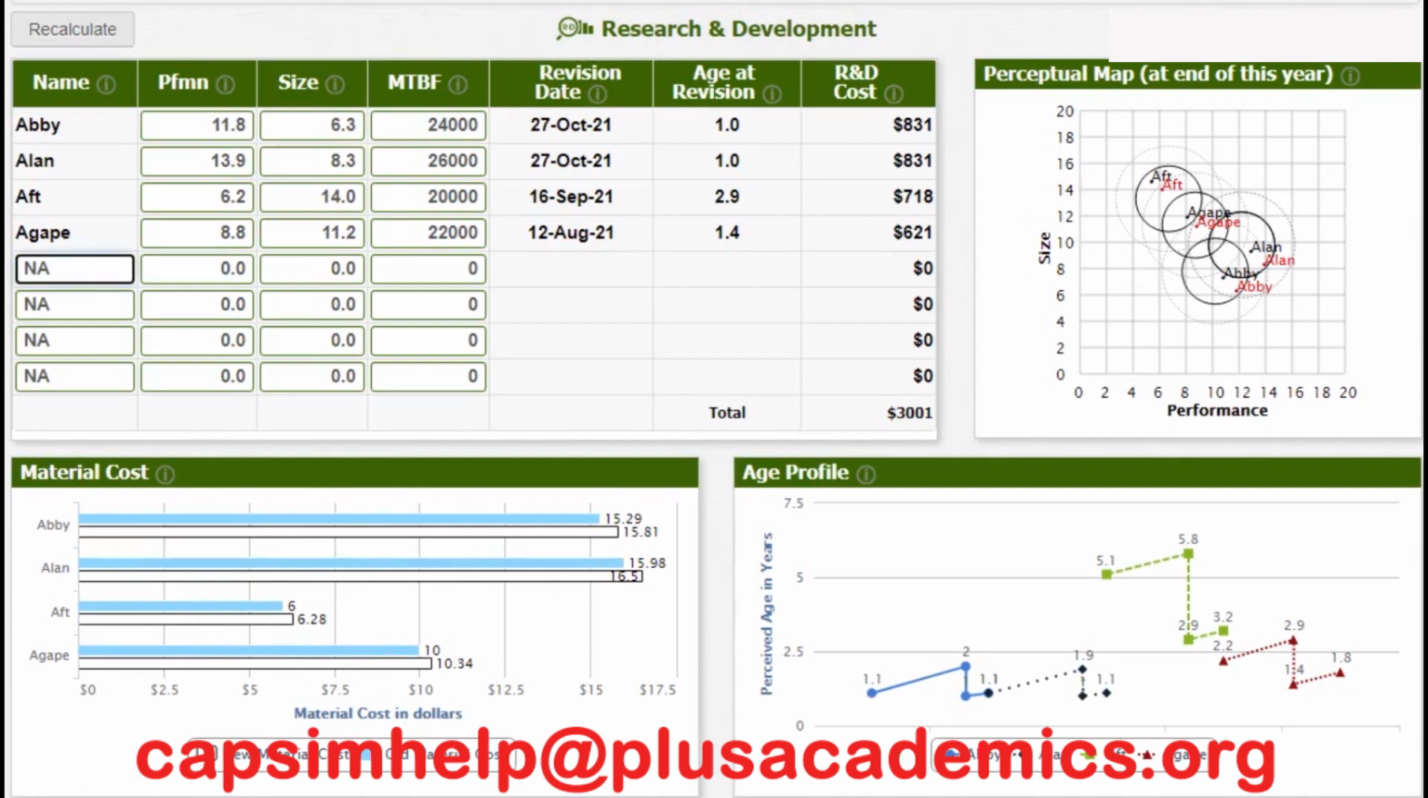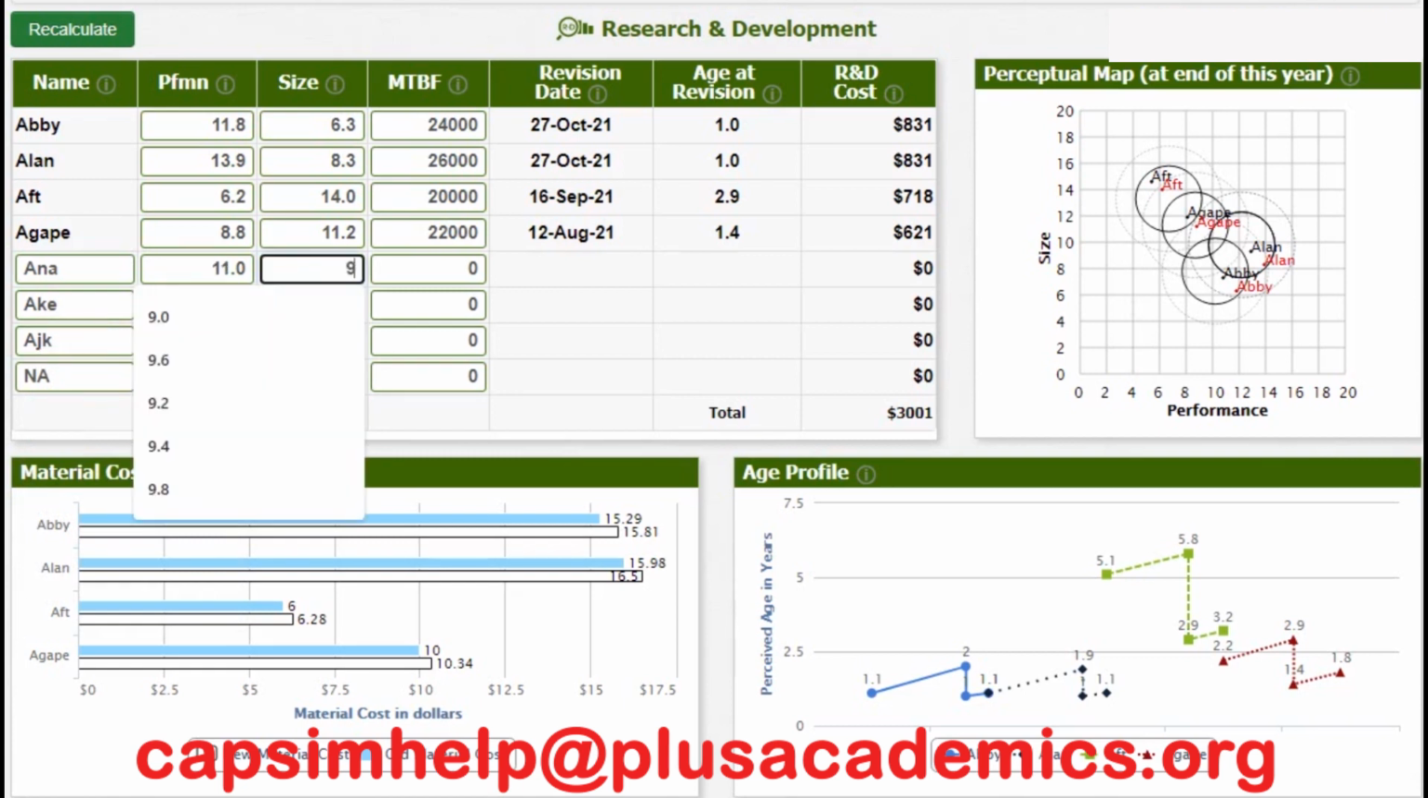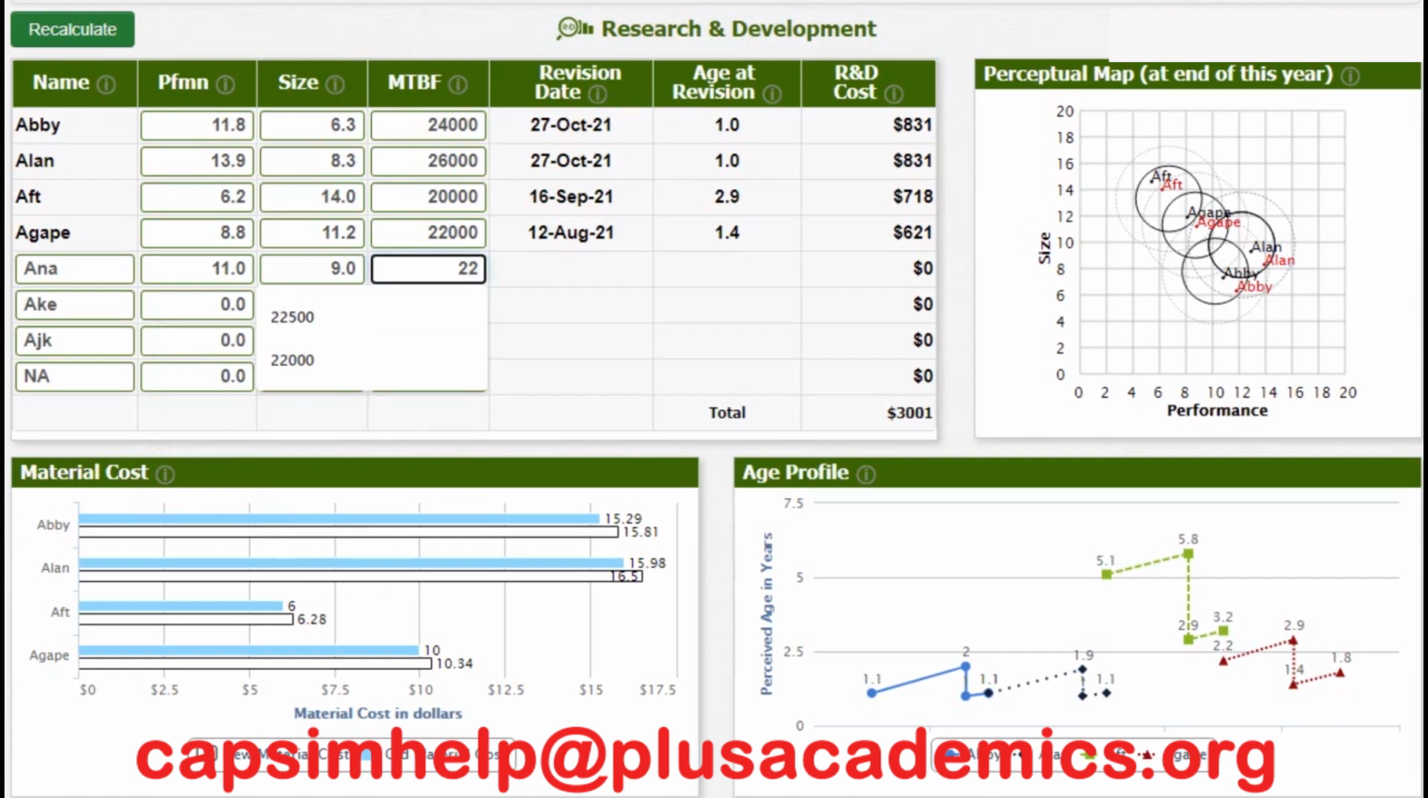We are going also to introduce 3 products. You can guess any name as long as it starts with an A because this is company entry. Our first product will be a crossover product, meaning that it will sell both in nano and elite market segment. Gave it performance of 11.0 and size of 9.0 and reliability of 22,000.